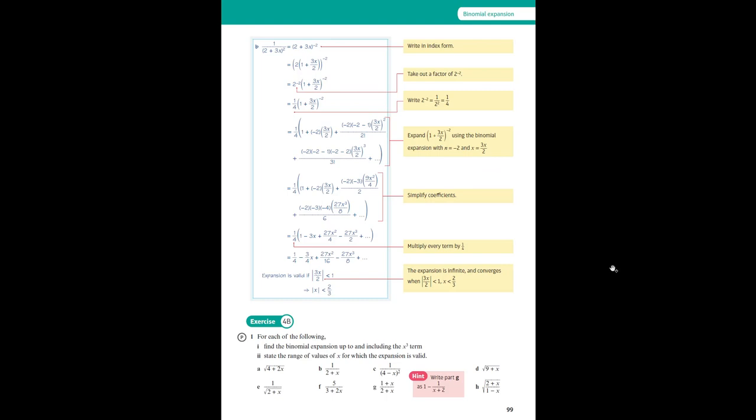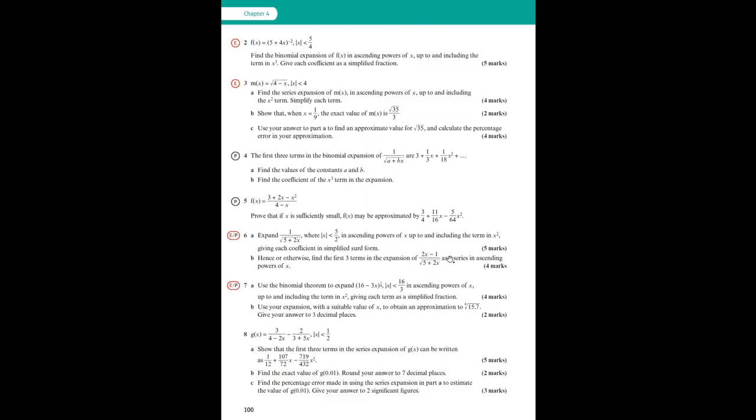Right, questions for you. Question 1. Make sure you attempt G. Make sure you understand how you can change it from 1 plus x over 2 plus x into 1 minus 1 over x plus 2. And you've got a few more questions. There you go. Good practice for you. Number 5 looks like a good question. Okay. Good luck. Off you go.